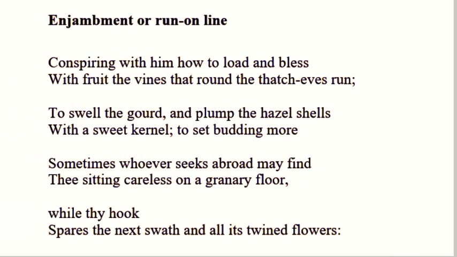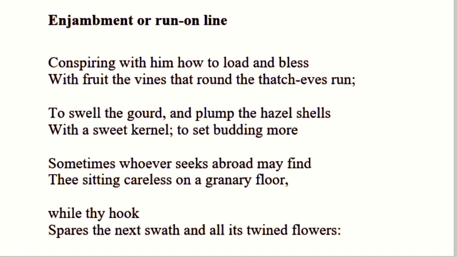Now let us try to understand a few examples of enjambment or run-on line. Enjambment is when an earlier line runs into the next line of the poem without a pause. Have a look at these examples. The first is: conspiring with him how to load and bless with fruit the vines that round the thatch eaves run. See the second example: to swell the gourd and plump the hazel shells with a sweet kernel. See the next: sometimes whoever seeks abroad may find thee sitting careless on the granary floor. And another one: while thy hook spares the next swath and all its twined flowers. In each of these 4 examples, the first line runs into the second line.